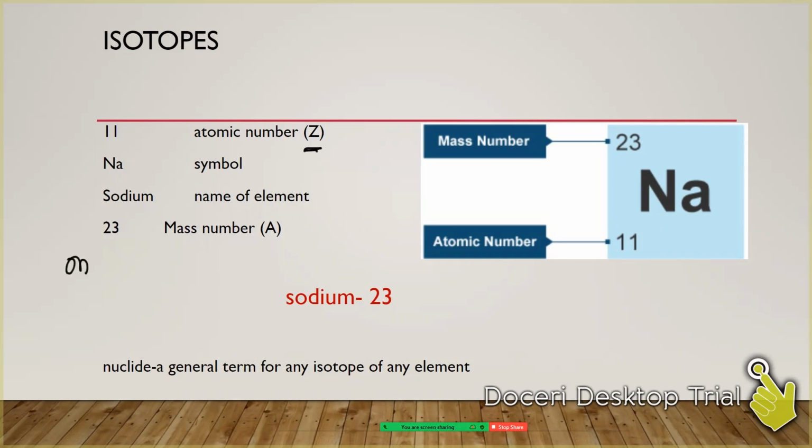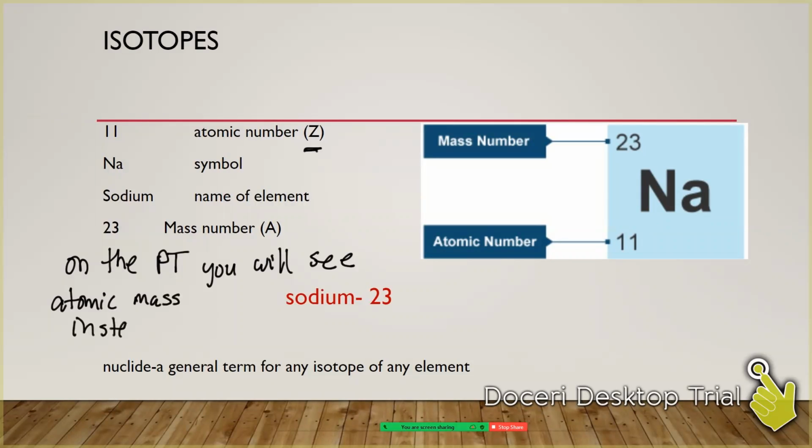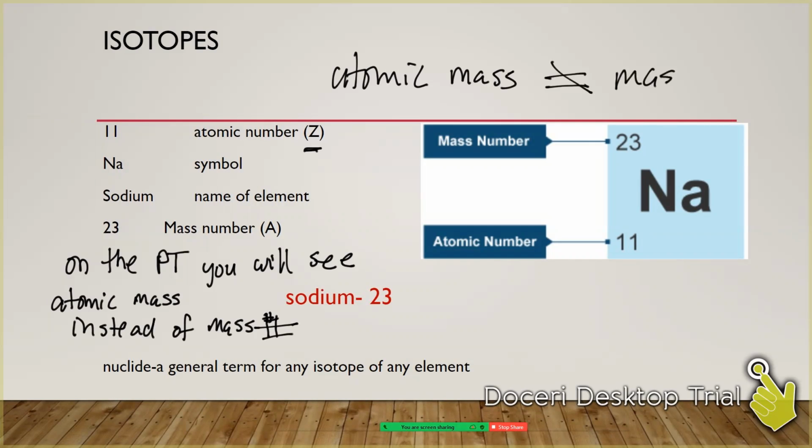So on the periodic table, I put PT for periodic table. You will see atomic mass instead of the mass number. And those things are two different things. Atomic mass, which we'll learn about calculating tomorrow, is not equal to the mass number.